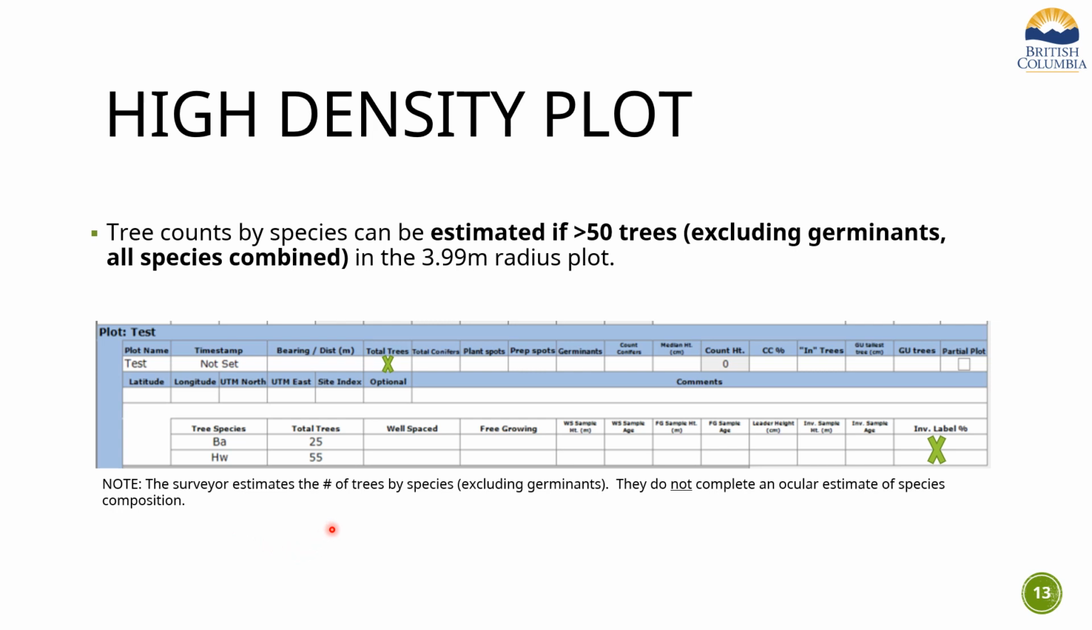So for the example on this slide, there's clearly over 50 trees, but it's not outrageously dense. As a result, I would probably start to count the balsam and the hemlock in 5s or maybe 10s. Using those counts, I then estimate that there's 25 balsam and 55 hemlock in my plot, and I'd enter it under total trees right here. Now, just as a reminder, you need to make sure that you're using a method that provides you a reasonable, accurate estimate because you're still going to be expected to hit the precision standard.